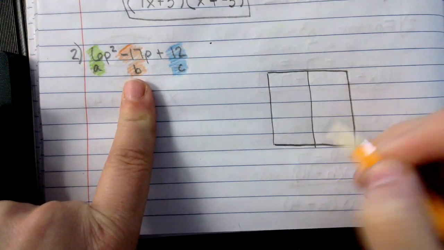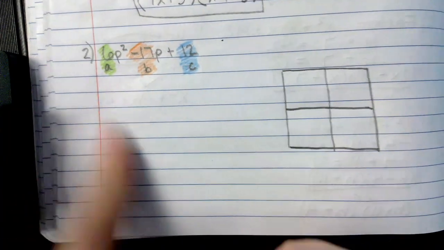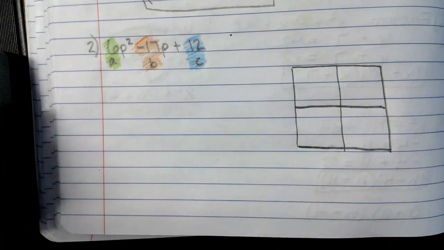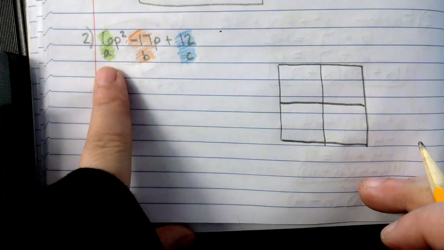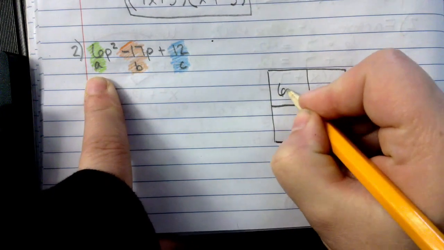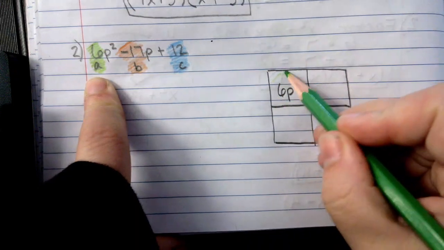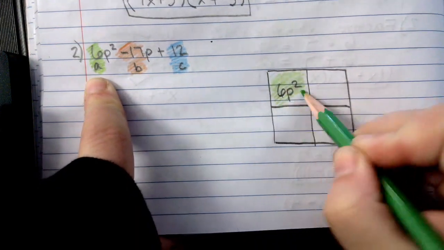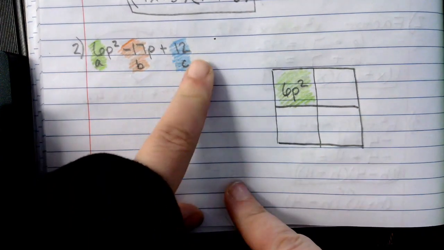So in our area model, there's 2 spots that I can fill in right away. C and A. Where is the A going to go? The very first box. I'm going to put in that whole 6p squared. And where is our C going to go? The last box, 12.